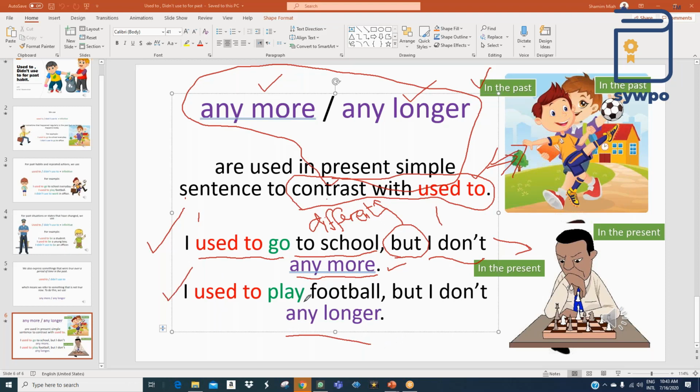I used to play football. Look at this picture here, football, but I don't anymore. You look at this. I do chess today. I don't play football. So, in the past, I played football every day or for a short time, but today I don't play football. I play something else. When you talk about, as I'm saying again and again, a contrast or a difference between past actions and the present actions, used to or didn't use to with any more and any longer.